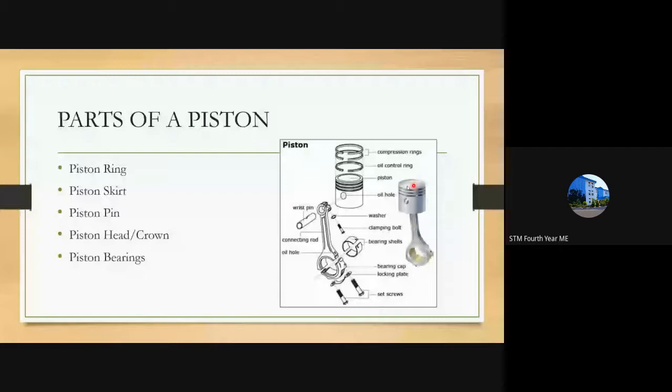Then piston bearings. So we know that the piston is a mechanical component, and during its working of up and down motion and the movement of the connecting rod, there will be wearing of the piston. Wearing, as I told you, is the scraping of material due to the rubbing of two metals.